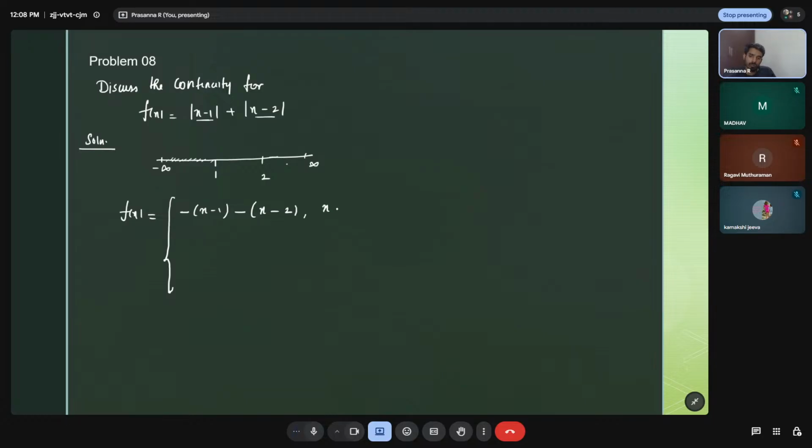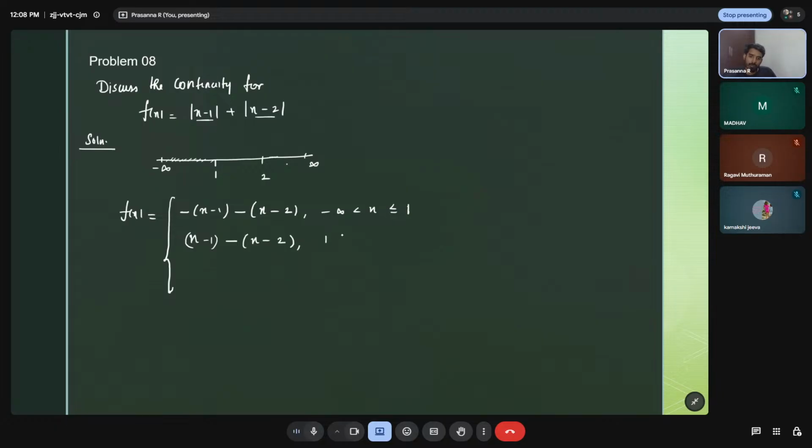Whenever x belongs to minus infinity to 1. Is this clear? Now 1 to 2. You take some random point. I'm just checking 1.5. 1.5 minus 1: the inside quantity is positive, so the output is the same as x minus 1. You substitute that random point here: 1.5 minus 2 is minus 0.5, negative. So the output is minus of x minus 2.